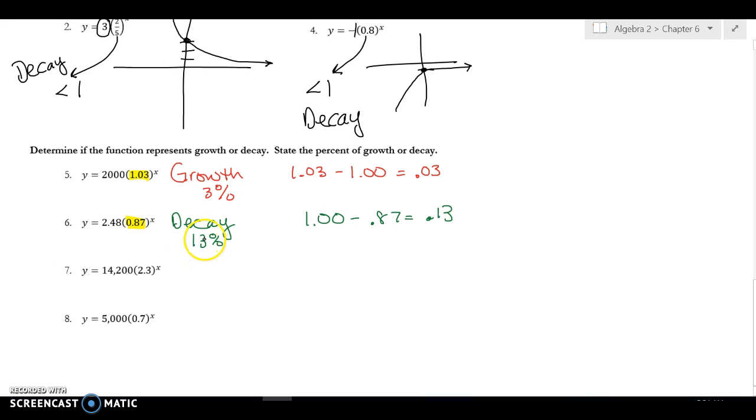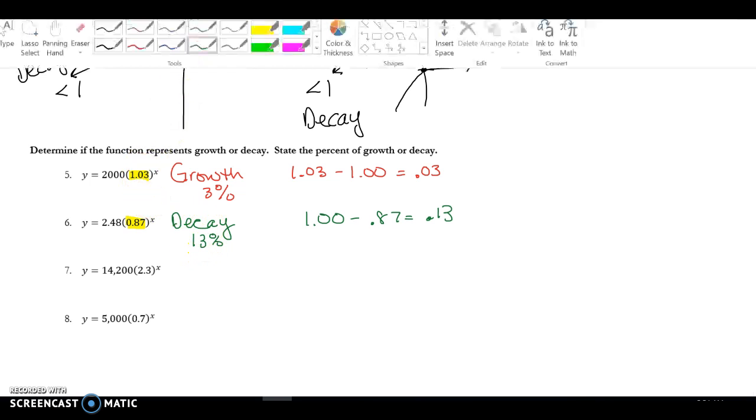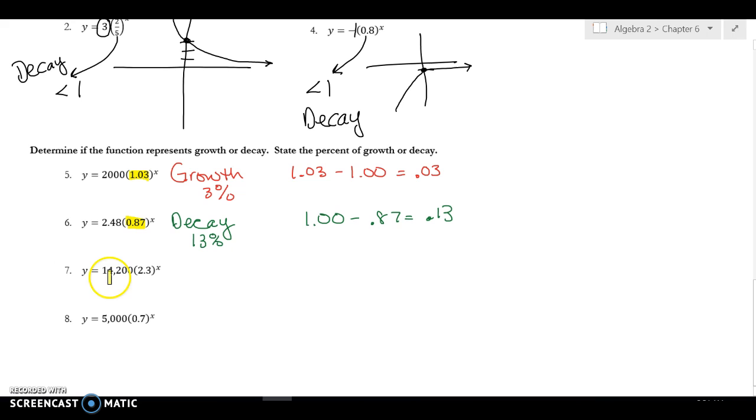So why don't you try 7 and 8 on your own, and when you think you have it, press play to check your work. So you should have noticed 2.3. 2.3 is greater than 1, so that is growth. And so I'm going to do 2.3 minus 1, which is 1.3. And 1.3 is a percent. If I move my decimal 2 spots, that is 130% growth.